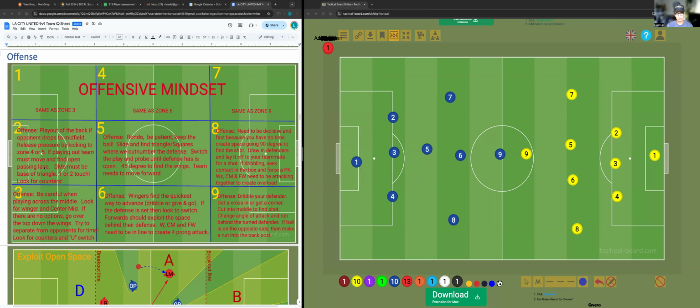But today, the concentration is what happens in 7, 8, and 9. In the 7, 8, and 9, which is the most offensive part right in front of the goal for the opponent, the mindset of the defense is very different. The farther you are away from the goal, the more lax they are, typically. And the closer you get to the goal, the more frantic they are.